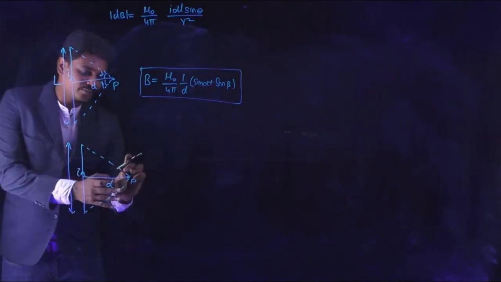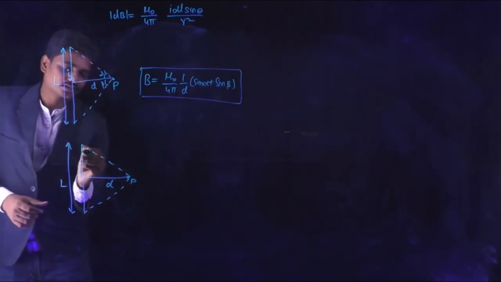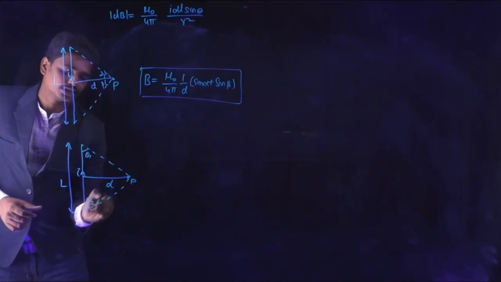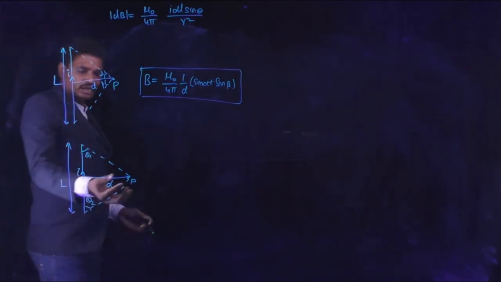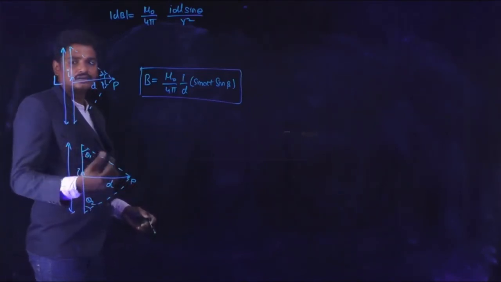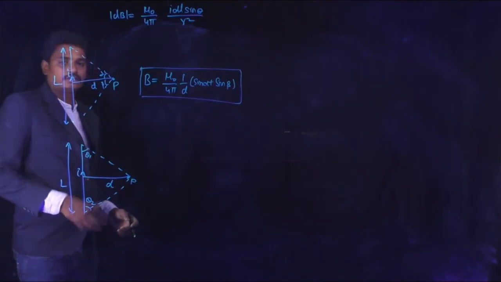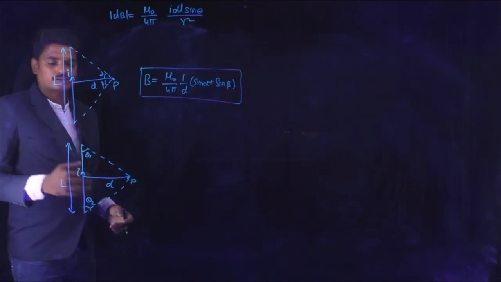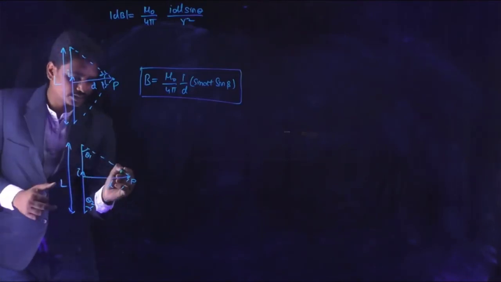Instead of giving the angles alpha and beta, suppose the angles here are given as theta 1 and theta 2. Then what is the formula for the magnetic field induction? If the angles given were alpha and beta, we would use the earlier formula.